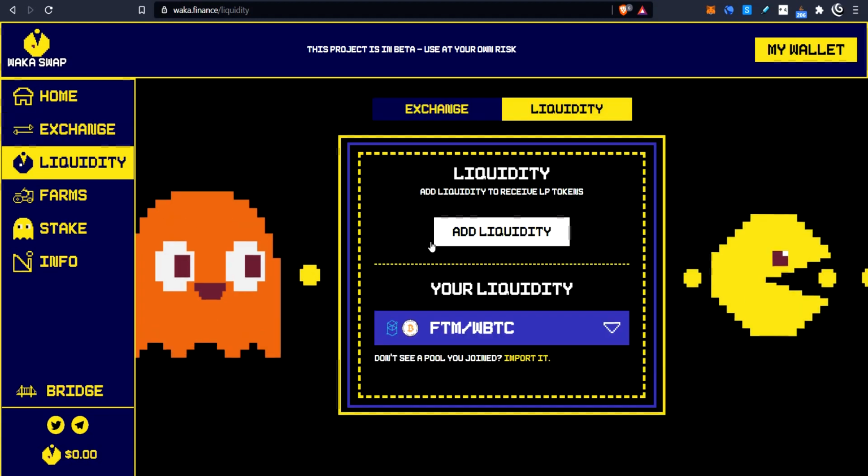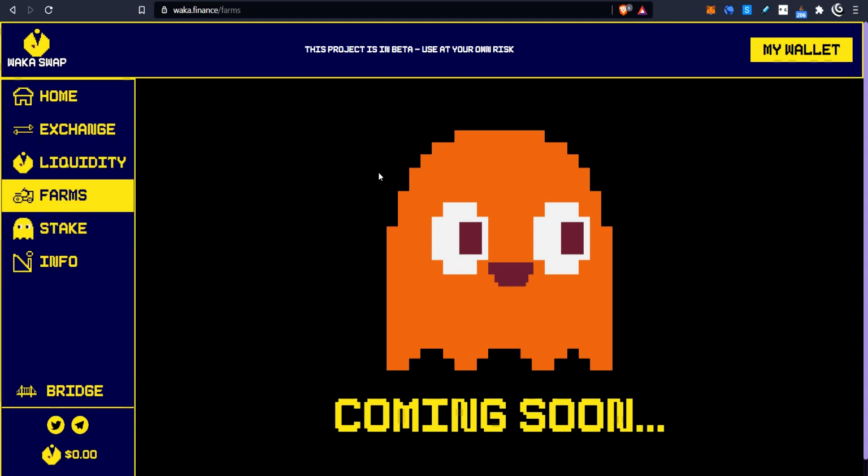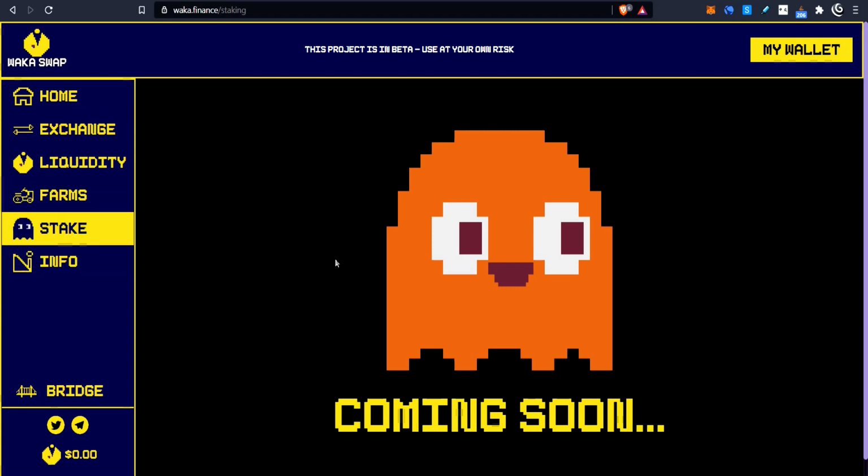So you can provide to the liquidity pools by choosing two tokens. You just go add liquidity, choose the two tokens you want, and add them to the liquidity pairs. In the future, there's going to be farms where you can stake your liquidity pool tokens and gain the WAKA token. And then you will be able to stake the WAKA token here when it's live for the trading fees of the WAKA swap protocol.